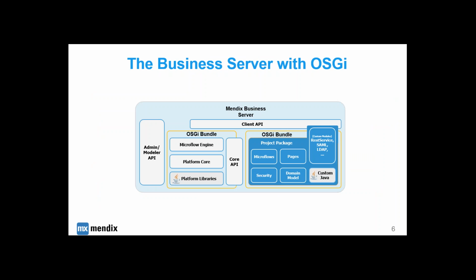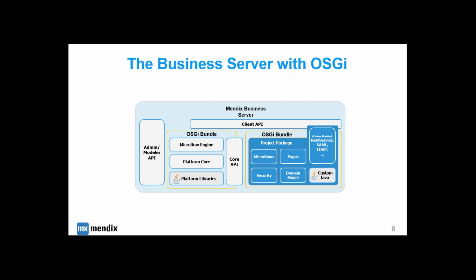We have one for the platform and the runtime itself, which has all of the platform libraries in Java, which encapsulates the platform core, the microflow engine, all that stuff that's behind the scenes. Your complementary OSGi bundle that is a part of the project is where we're able to add our own libraries. It's where we're able to incorporate custom Java, and we're able to use our custom Java code in these other OSGi compatible libraries to communicate with the platform through the core API.